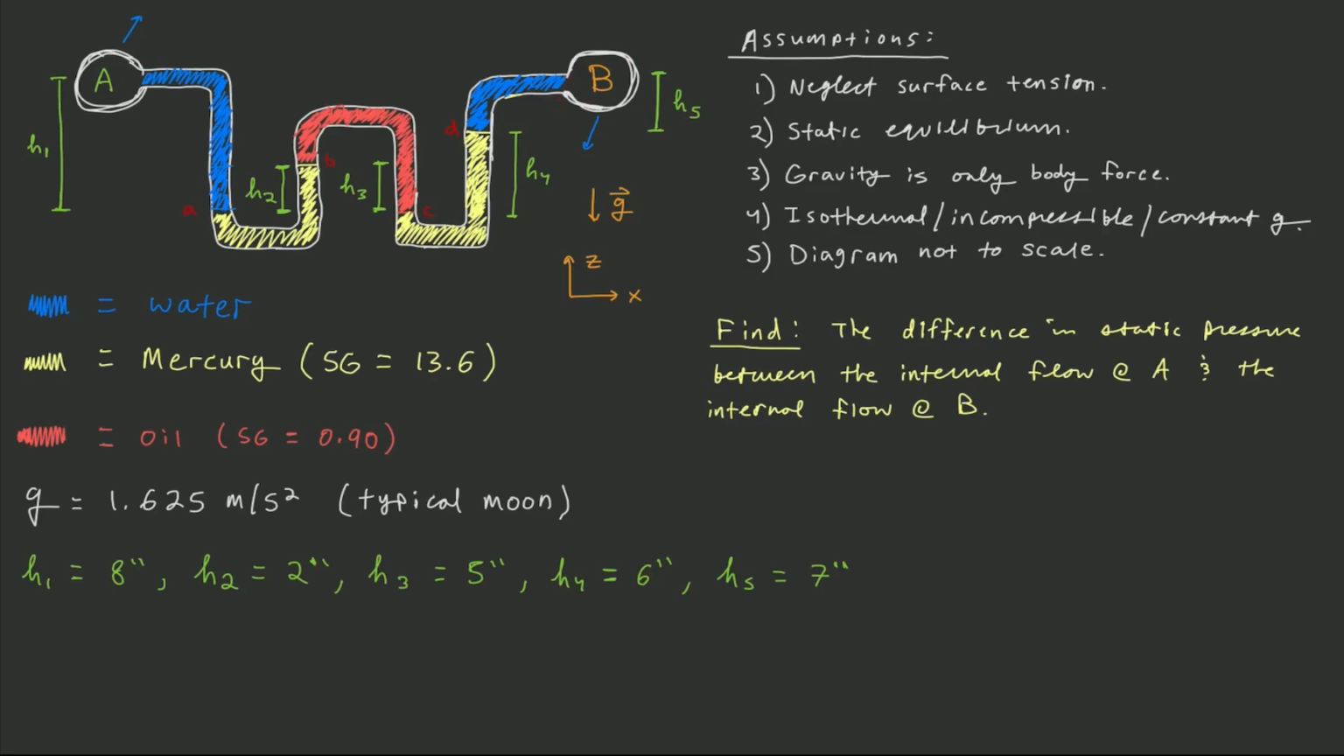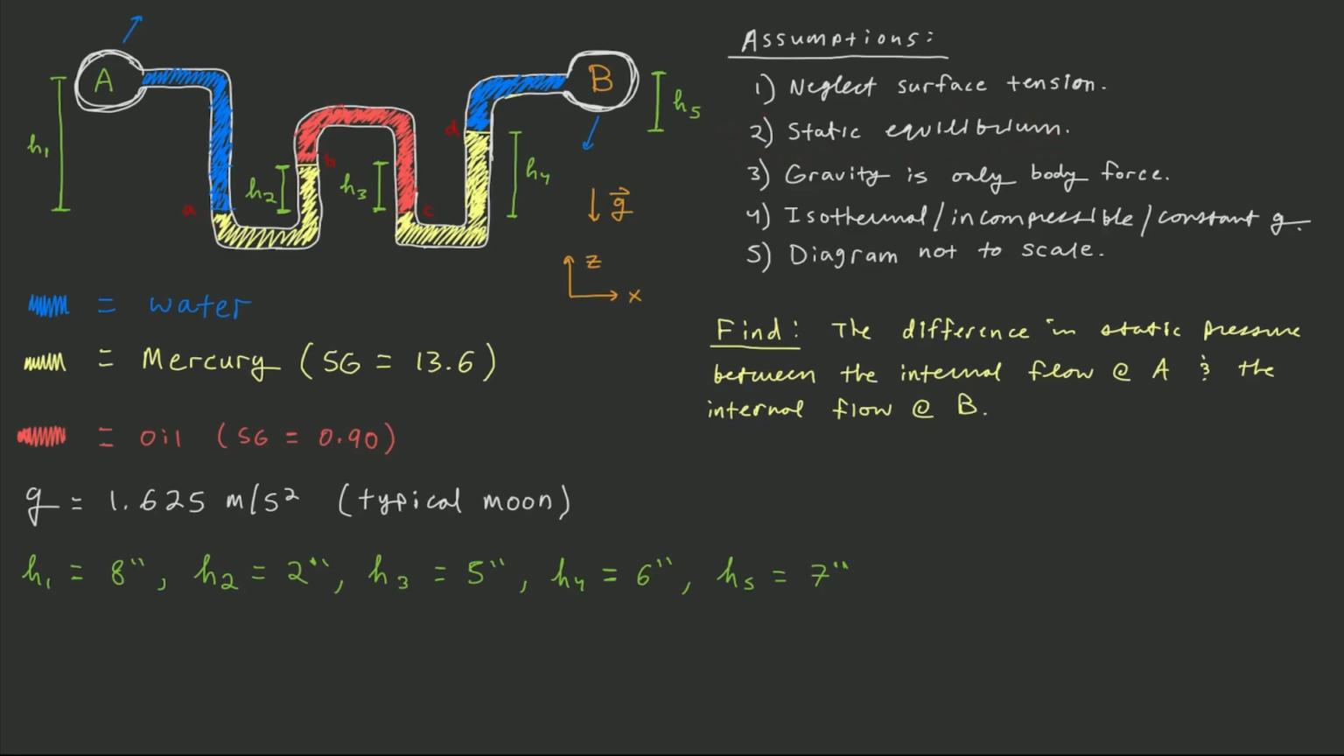So before we start, we're going to recognize that this is a hydrostatics problem in which we're going to apply the hydrostatic pressure equation. So we're going to take Z as positive upwards, parallel but opposite to gravity, which is downwards. So our assumptions are as follows. One, we're going to neglect surface tension. So any of the meniscuses that form at D, C, B, or A are going to be neglected.